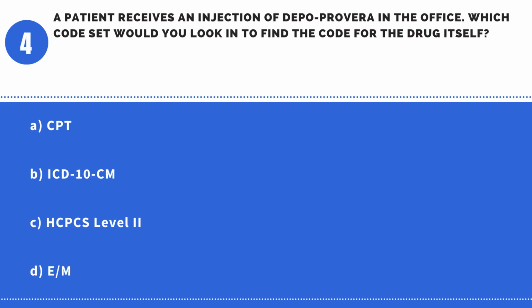Question 4. A patient receives an injection of Depo-Provera in the office. Which code set would you look in to find the code for the drug itself? A. CPT. B. ICD-10-CM. C. HCPCS Level II. D. E/M.